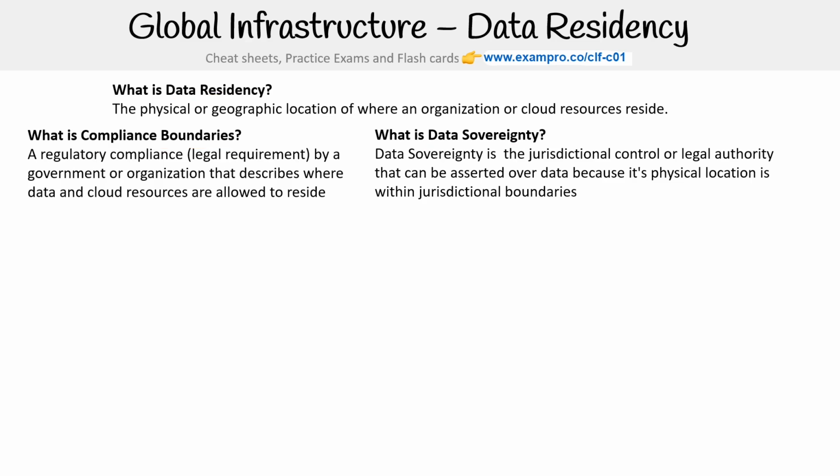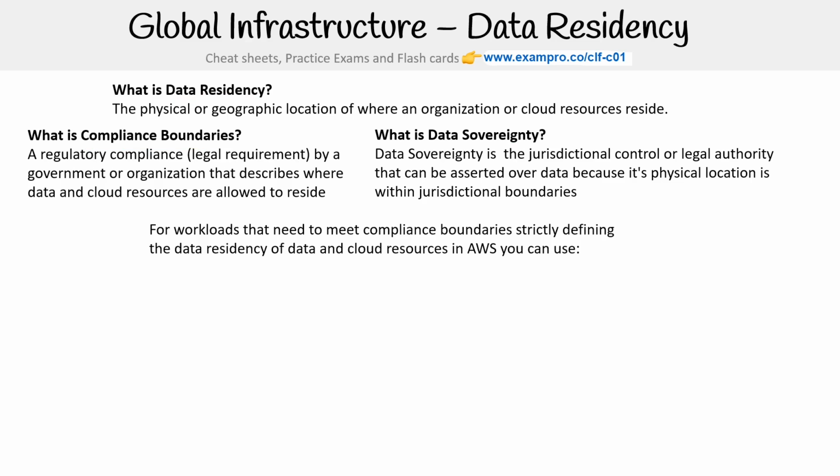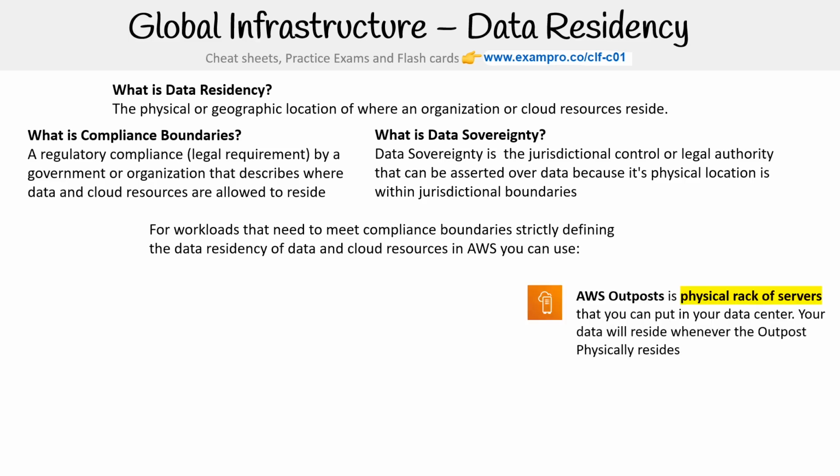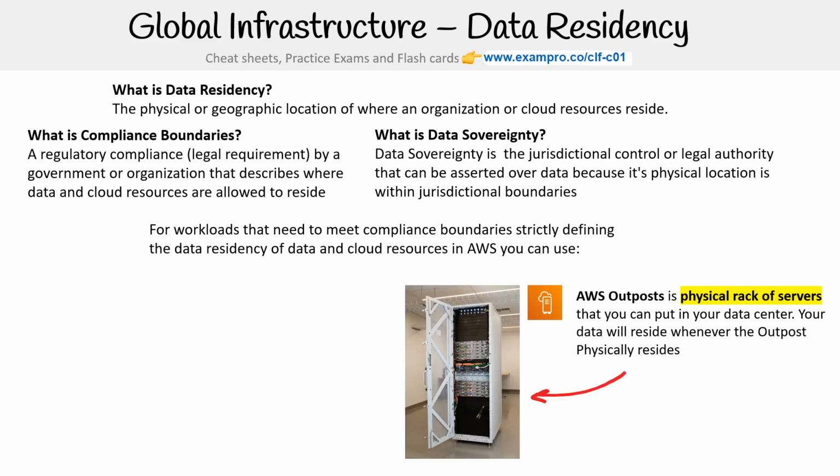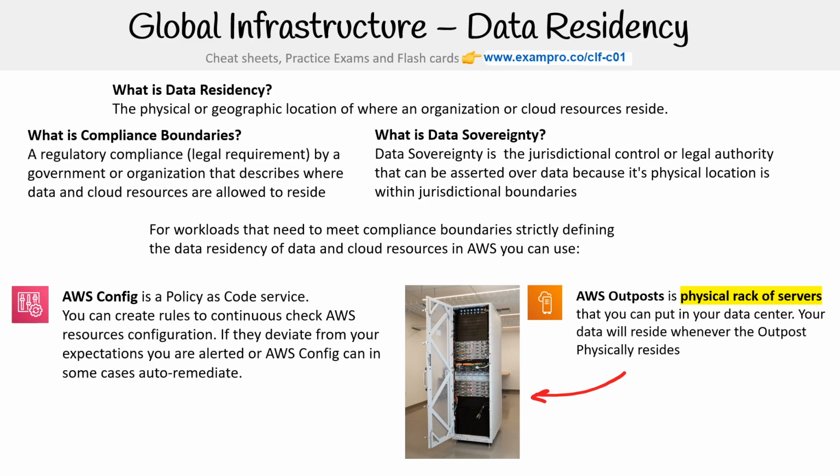There are a few different ways, but let's look at some ways that we can meet those compliance boundaries. One, which is very expensive but also very cool, is AWS Outposts. This is a physical rack of servers that you can put in your data center, and you'll know exactly where the data resides because it's physical. If it's in your data center and you're in Canada, that's where it's going to be. I believe there is only a subset of AWS services available here, but that is one option for you.